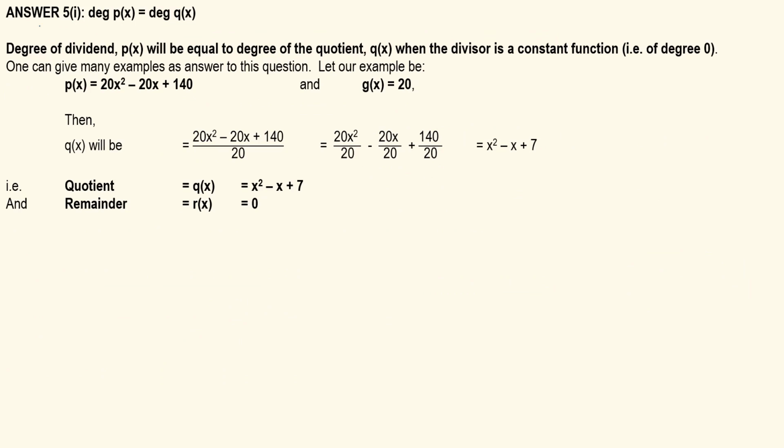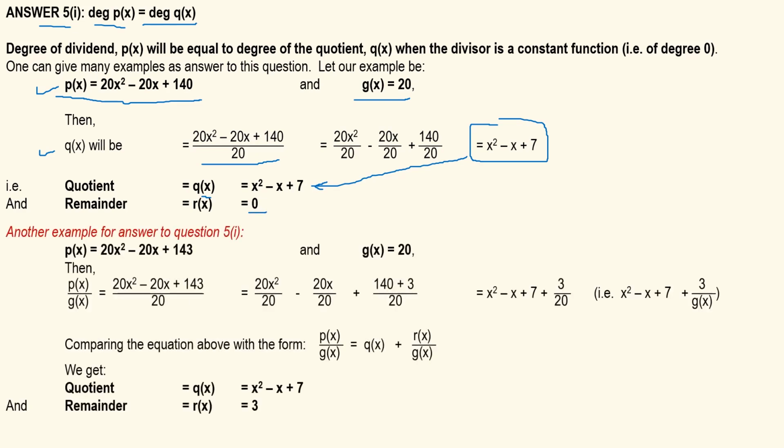Question number 5, part number 1, degree of p(x) is equal to degree of q(x), and let our example p(x) be 20x square minus 20x plus 140, and let the g(x) be 20. If p(x) and g(x) are these, then let's carry out p divided by g, and in that case q(x) will be 20x square minus 20x plus 140 divided by 20, which will give us the q(x) as x square minus x plus 7. And therefore we have now found the quotient, that is q(x), to be equal to x square minus x plus 7, and our remainder is 0.